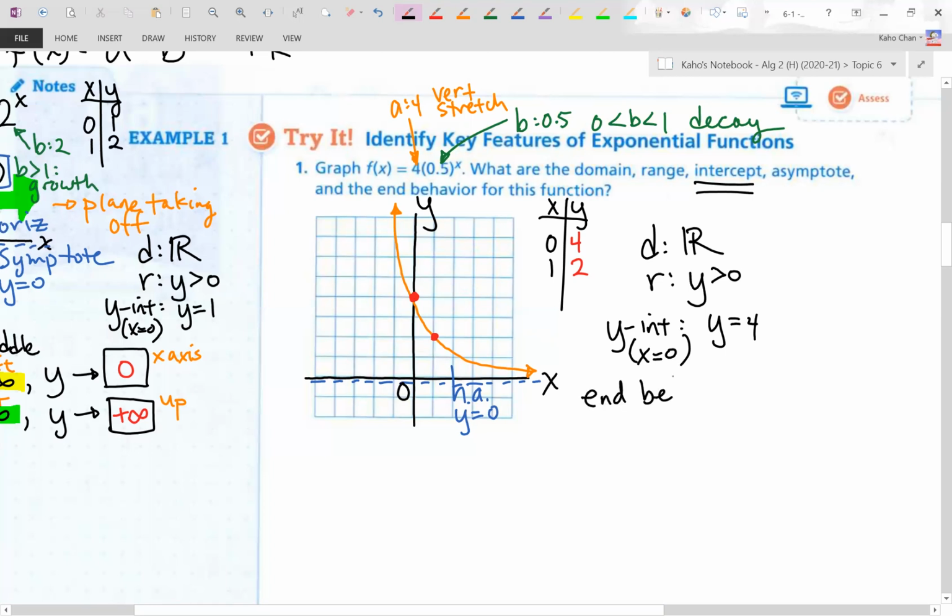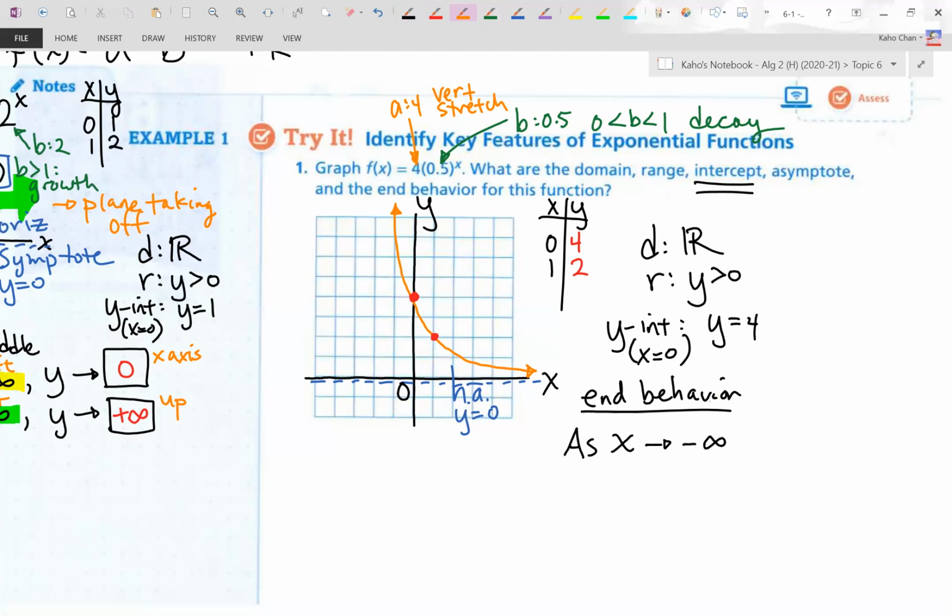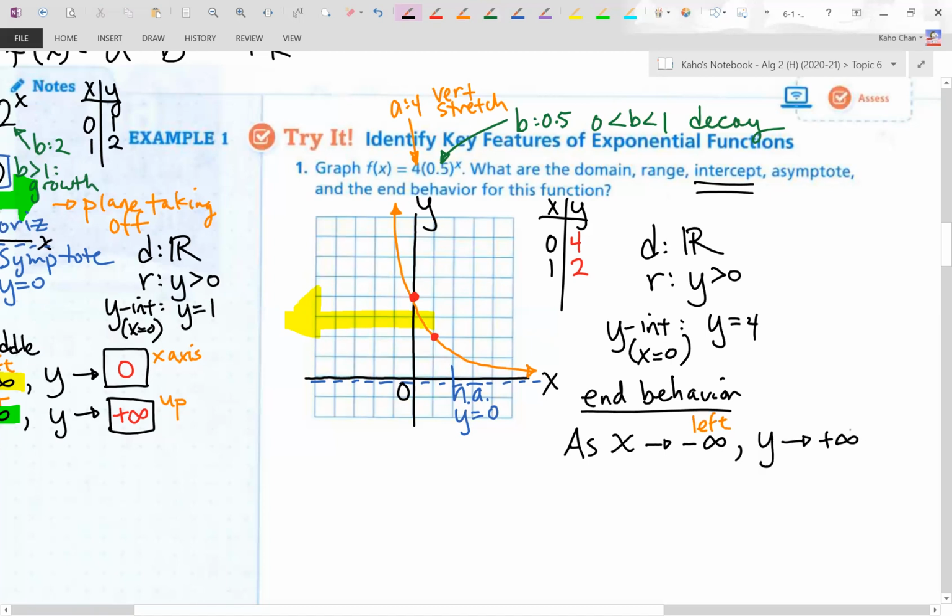End behavior. Okay, so we're just going to have to get used to the verbiage. As x goes left, what's happening to the function? As I go left of the graph, it's going upwards. So here, my y value is approaching positive infinity. Okay, it's going up from the middle.